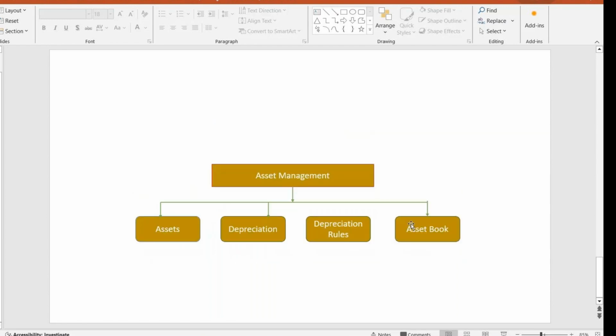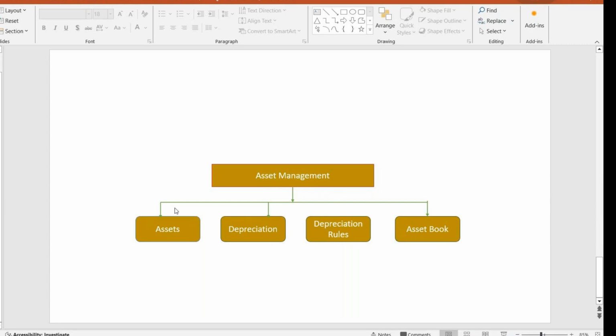Then comes asset management. This is the last module that will be covered in the financial part of the financial module. Asset means we have the asset. We will see how to create the asset book, how to maintain the assets, what the depreciation rules are, and how to create the depreciation. So as part of the asset management module in Workday, I'll be covering how to create the asset book, how to maintain the assets, how to maintain the depreciation, and how to create the depreciation rules. This will be covered as part of asset management.